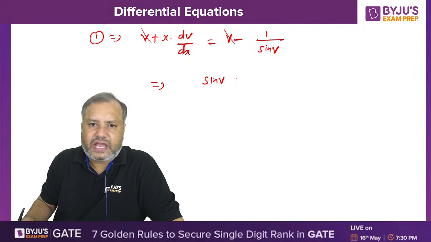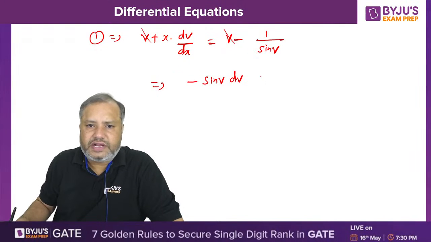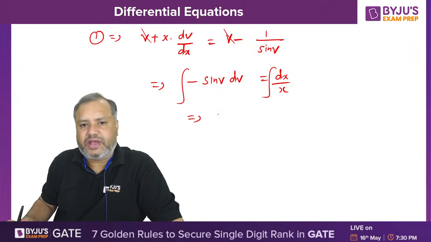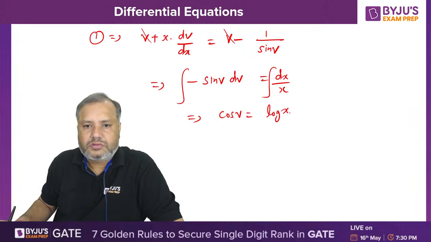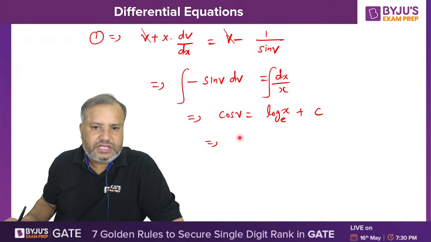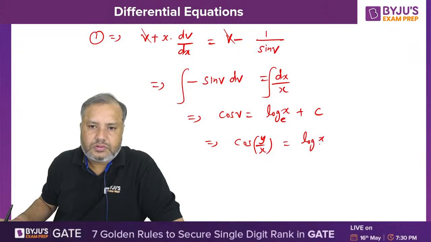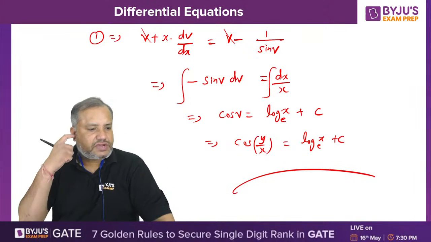Separate the variables. Sin v dv, minus sign is brought to the left hand side, dx upon x. Integrate both sides. So integration of sin v is minus cos v, minus minus plus log x plus some constant c. What is this v? This v is nothing but y by x. So this is the required solution. Just go through it.